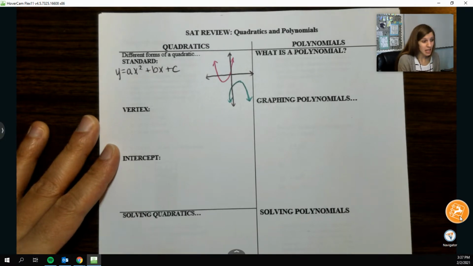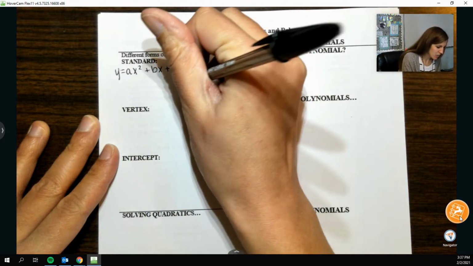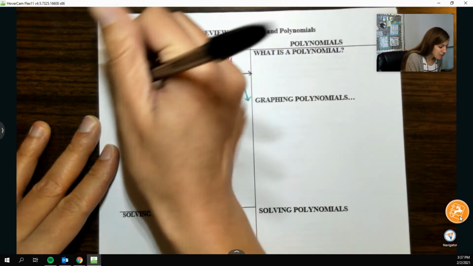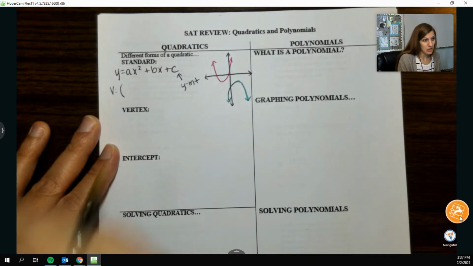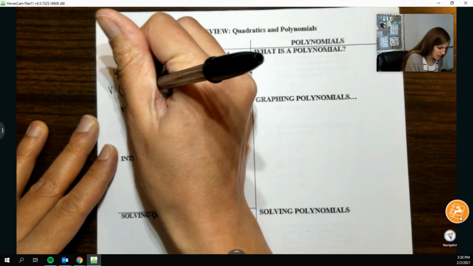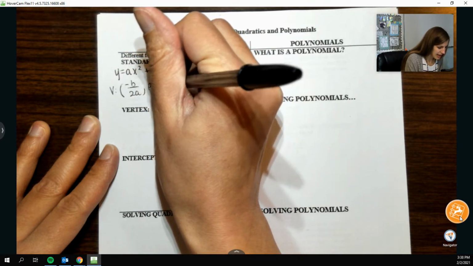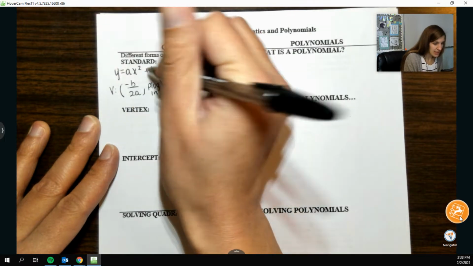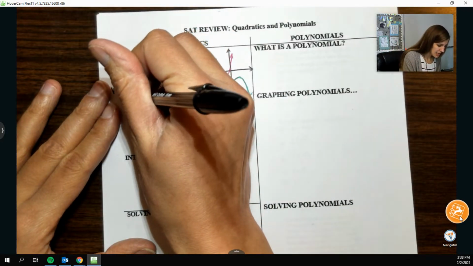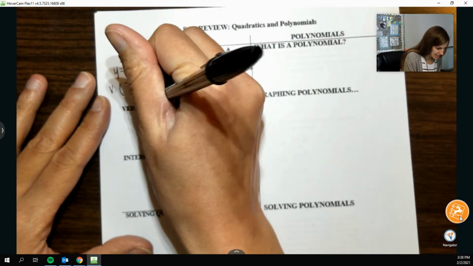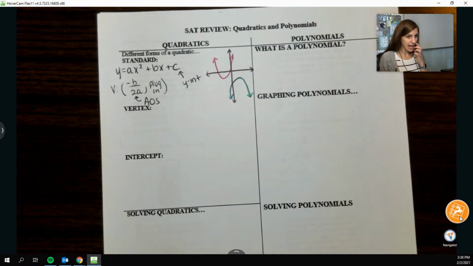Now, when you're in standard form, it's not super helpful. Just by looking at it, the only thing you can tell about the graph is that c is your y-intercept. But if I wanted to find the vertex, there's a little formula for doing it. It's negative b over 2a. Then you have to plug that value in to find out what the y value of your vertex is. Also, fun fact, the x value of your vertex is that axis of symmetry that I talked about, that vertical line that cuts your parabola equally in half.